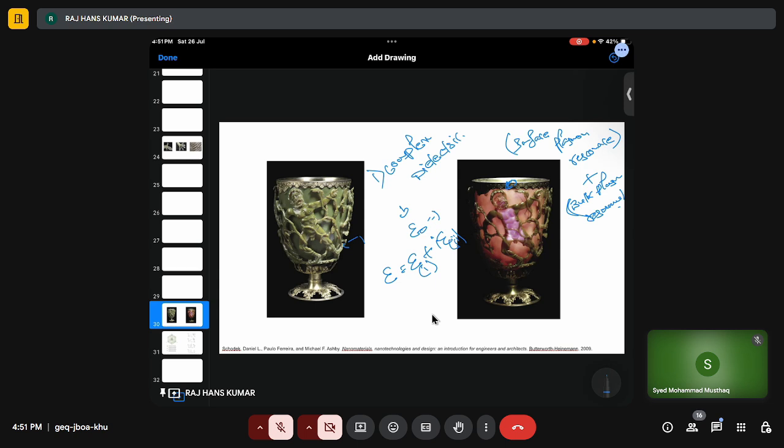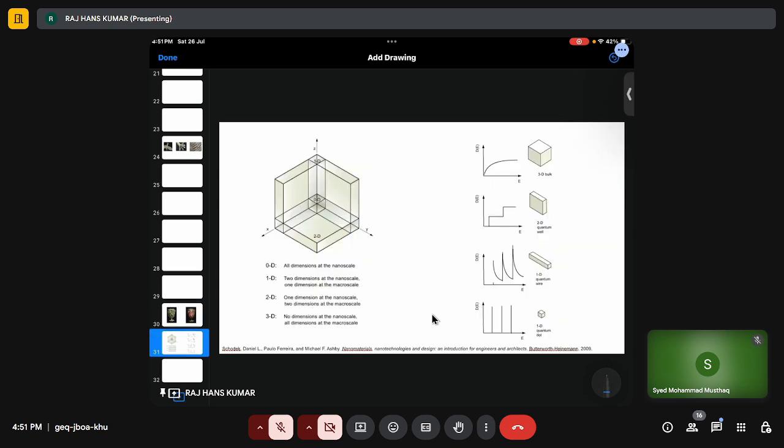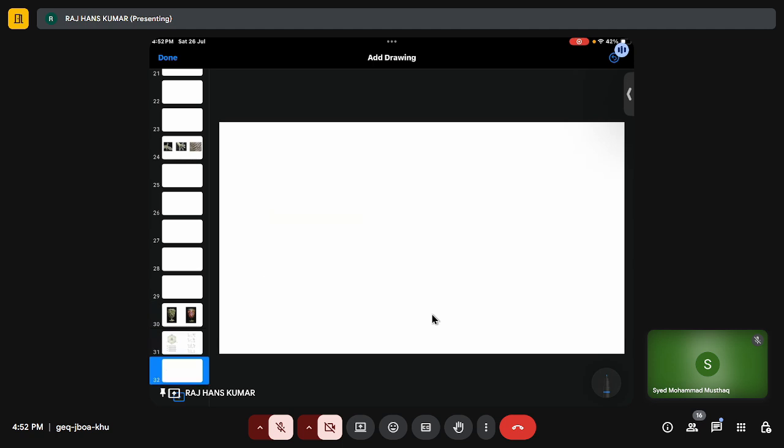Now moving on to this one. Sir hasn't derived this part, right? He just mentioned that for a three-dimensional material our density of states is like this. For two-dimensional, it will look like this, and there are humps, and you will have discrete values. Sir hasn't explained this.